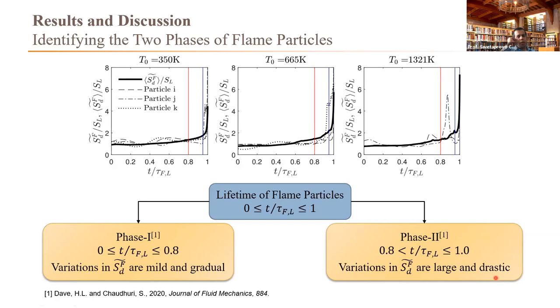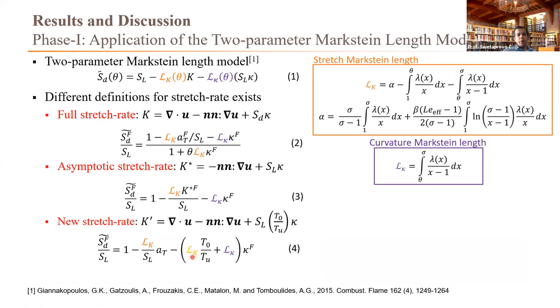Then we will see, at least first in phase one, whether the two mass string length weak stretch models are valid. First, this is the two parameter mass string length model. SD tilde at any point in the isotherm is equal to the planar laminar flame speed, minus the stretch mass string length at that isotherm, and the curvature mass string length at that isotherm, times this isotherm. So this is the full definition of stretch.